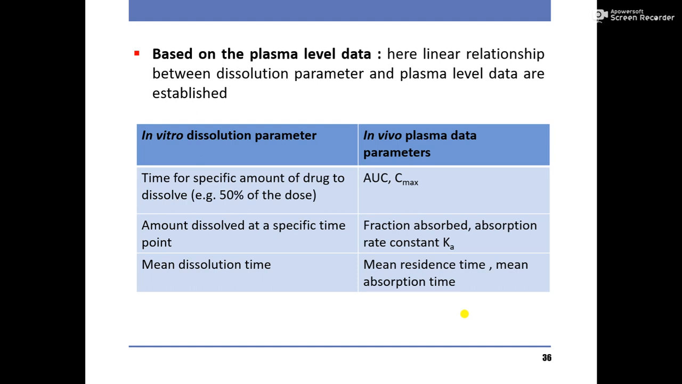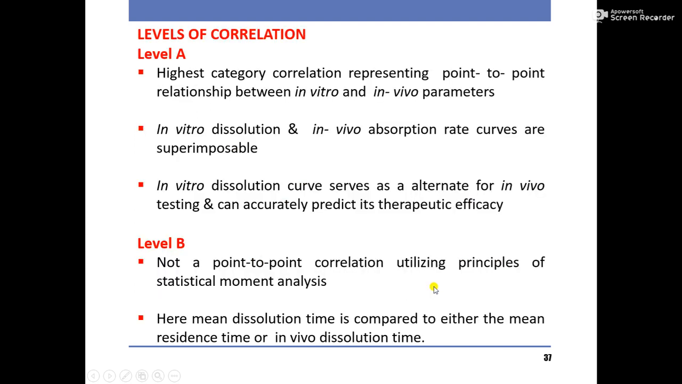In vitro dissolution parameters include the time for a specific amount of drug to dissolve, for example 50% of the dose, while the in vivo plasma data parameters are the area under the curve and Cmax. Another in vitro dissolution parameter is the amount dissolved at a specific time point, while the in vivo plasma data parameters are the fraction absorbed or absorption rate constant. In vitro, mean dissolution time corresponds to in vivo mean residence time and mean absorption time, which should be investigated.